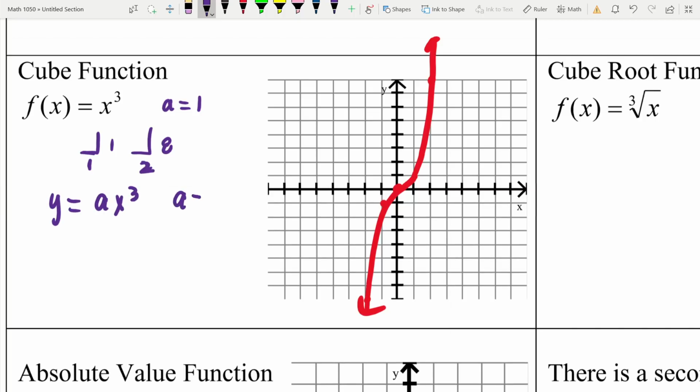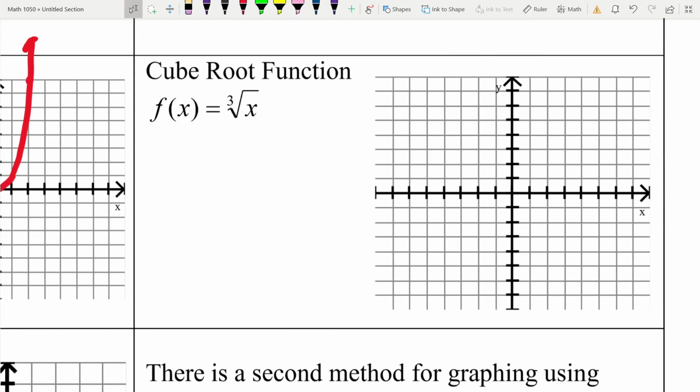And let's say that a is not 1. So you do the same stretch, which is 1, 1, and 2, 8, and you take those vertical numbers and multiply them by the stretch, which is a. So 1 times a is a, 8 times a is 8a. Okay?